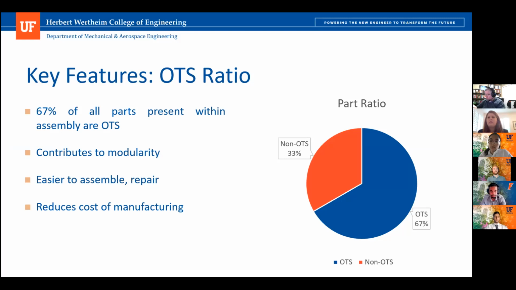Our final key feature details the OTS ratio of parts within each module. In accordance with our Hedgehog concept and shown in the figure on the slide, keeping this ratio at 2 OTS parts to 1 non-OTS part allows for our concept to remain simple in both assembly and in future repairs. Furthermore, as these parts are shipped complete, costs associated with manufacturing are reduced.